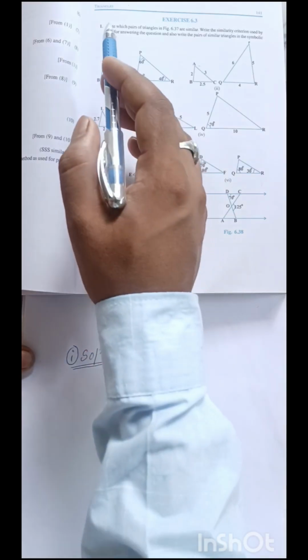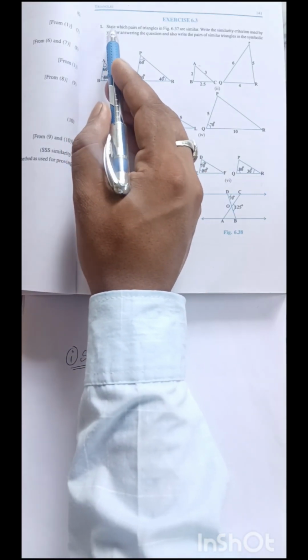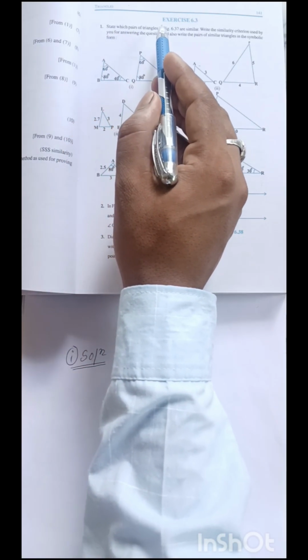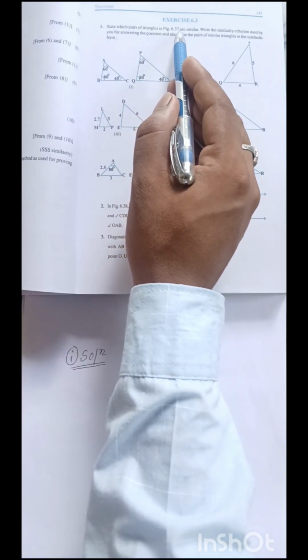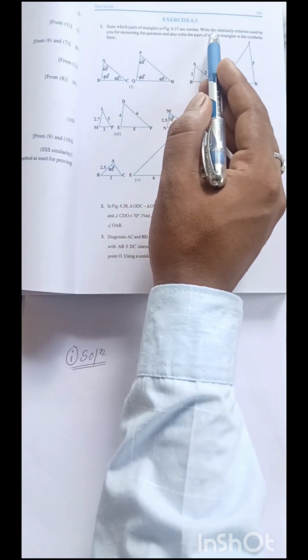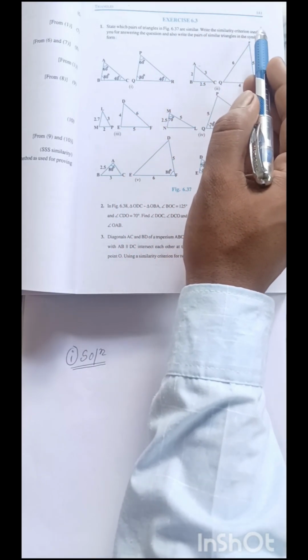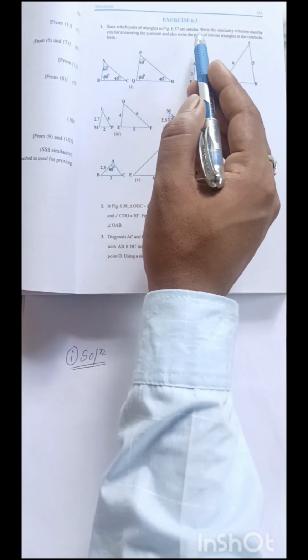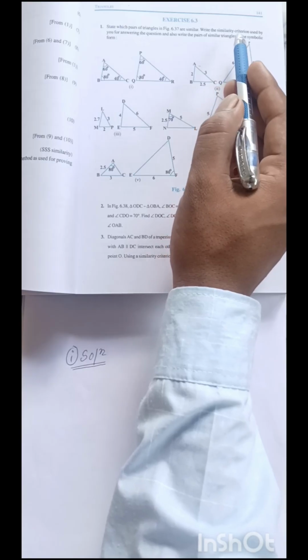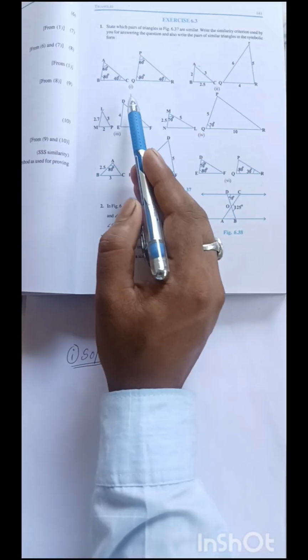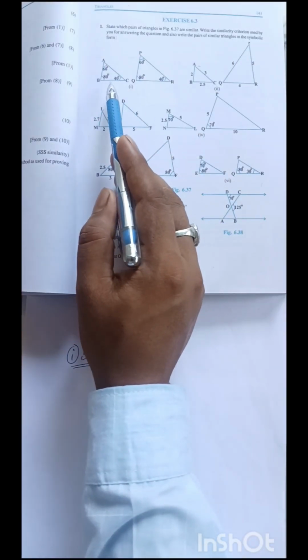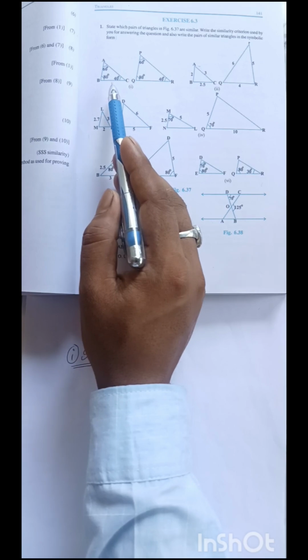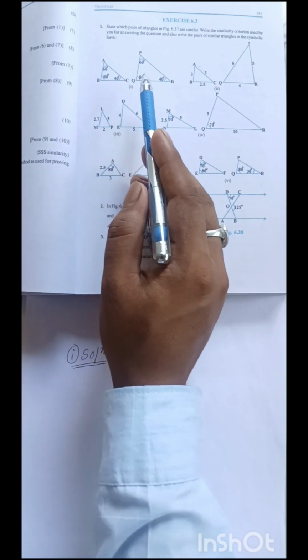Today I am going to solve class 10 maths exercise 6.3 question number 1. In question number 1, we have: state which pair of triangles in figure 6.37 are similar. Write the similarity criterion used by you for answering the question and also write the pairs of similar triangles in the symbolic form. So in each question, two figures are given, and from these two figures we will check whether they are similar or not.